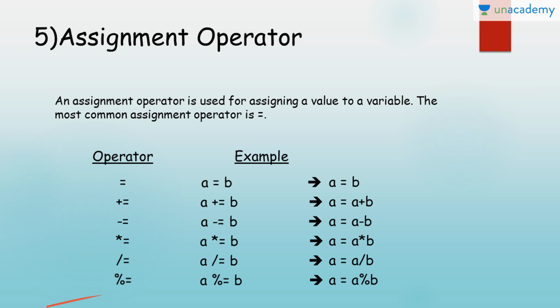First is A is equal to B. We are assigning B to A here. Next is plus equals. What is A plus equals B? It actually means that A is equal to A plus B. Similarly, A minus equals B means A is equal to A minus B. A star equals B means A is equal to A star B, multiplication. A divide equals B means that A is equal to A divided by B. A mod equals B means A is equal to A mod B.